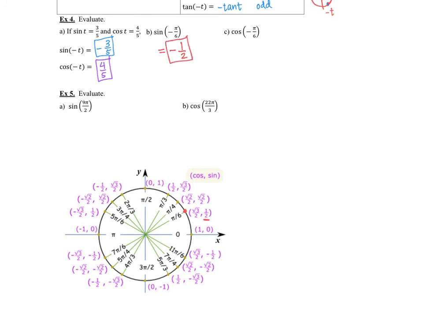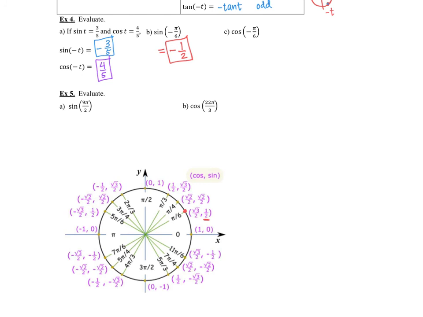Okay, if I didn't want to use the property and I wanted to just figure it out on my own, I could have also said I'm going to start from 0, go to negative pi over 6, and look at the sine value here. It's negative 1/2. It gives you the same answer. It's just trying to give you different options on how to evaluate it.